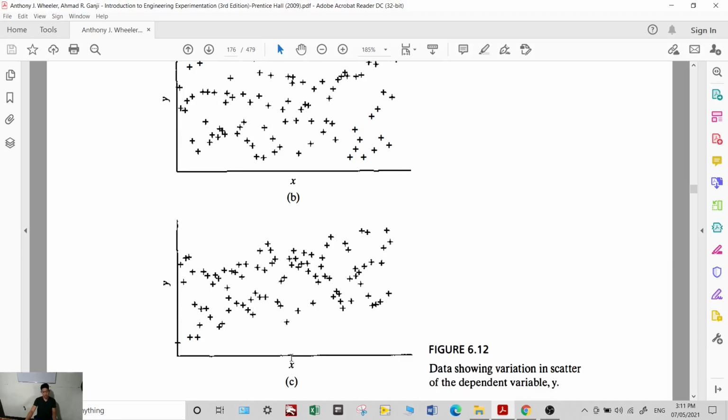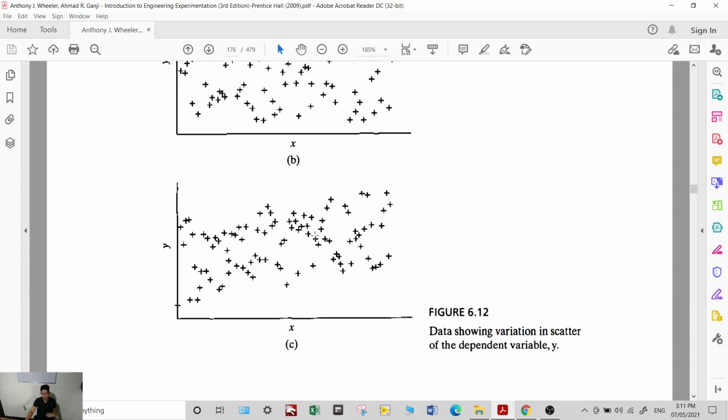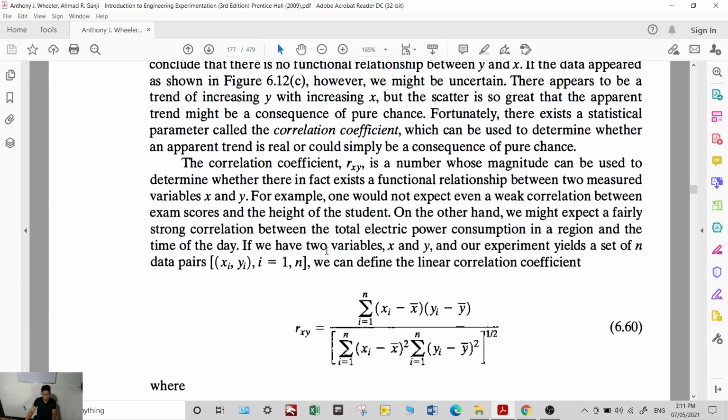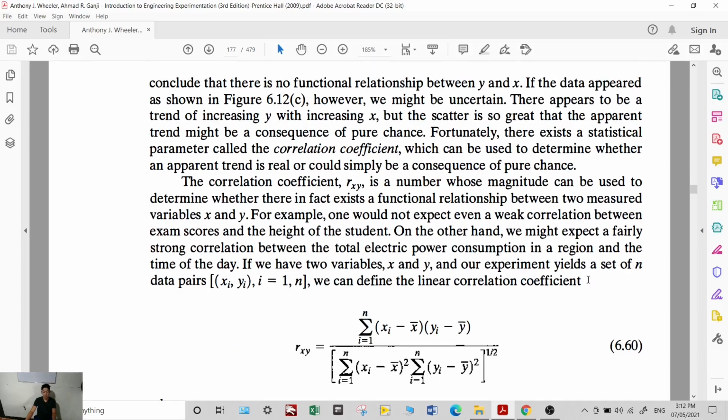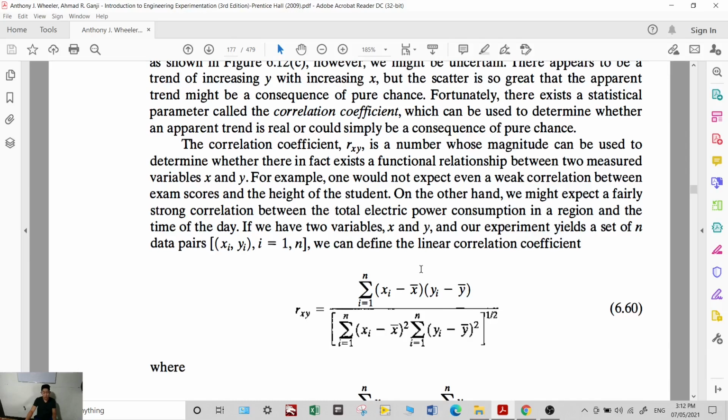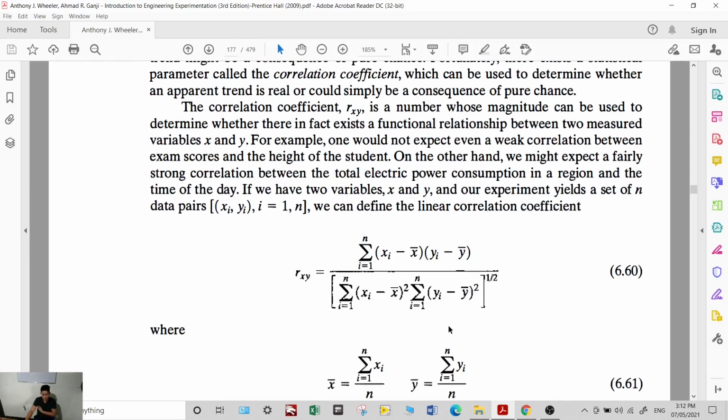For this graph, we're not sure whether there is a linear relationship, or it's just the same as the previous one. So we need to establish a parameter that will tell us whether there is a strong relationship between x and y. That parameter is called the correlation coefficient, denoted by the variable r sub xy. If you have two variables x and y, you just follow this formula.